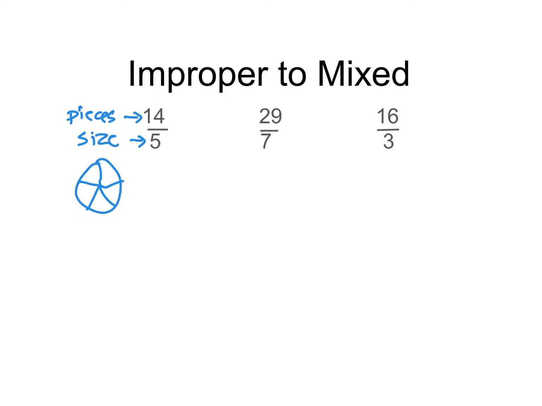If I wanted to say how many pizzas do I have, well, I'm going to ask, how many groups of 5 do I have in 14? I have 2 groups of 5, right? I could fill 2 full pizzas, and that would give me 10 slices. So I'm taking those 10 slices away and saying that's 2 pizzas, but I still have 4 slices left. That doesn't really make a full pizza. So 4/5, 2 and 4/5.